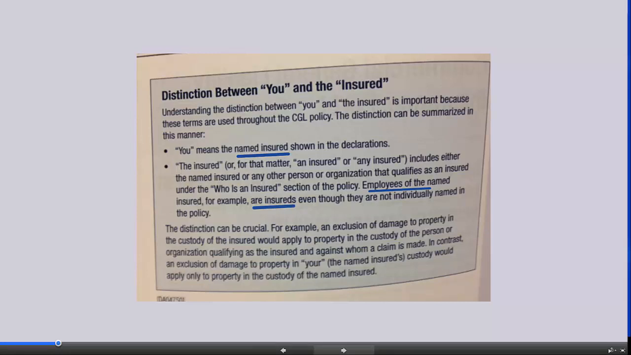For example, an exclusion of damage to property in the custody of the insured would apply to property in the custody of the person or organization qualifying as the insured and against whom a claim is made. But in contrast, an exclusion to damage to your property would only include the named insured.